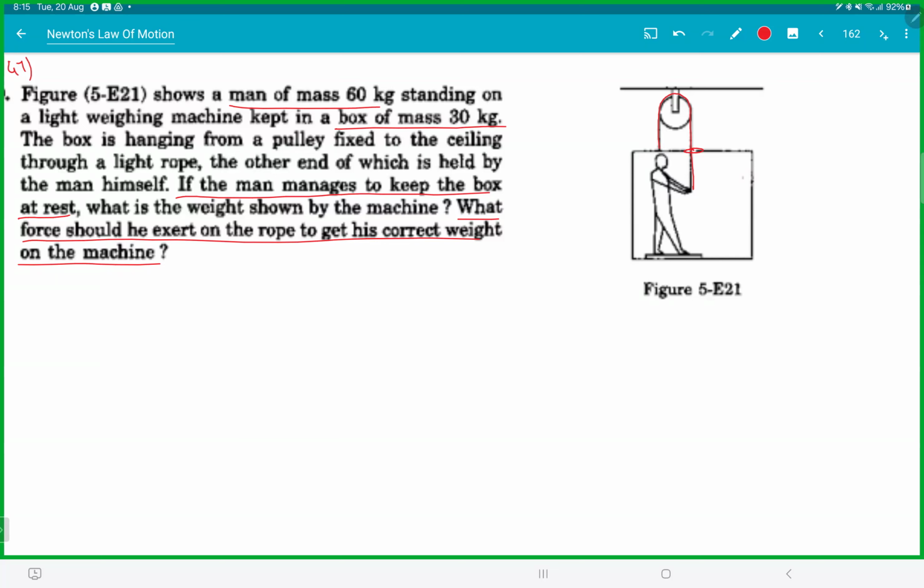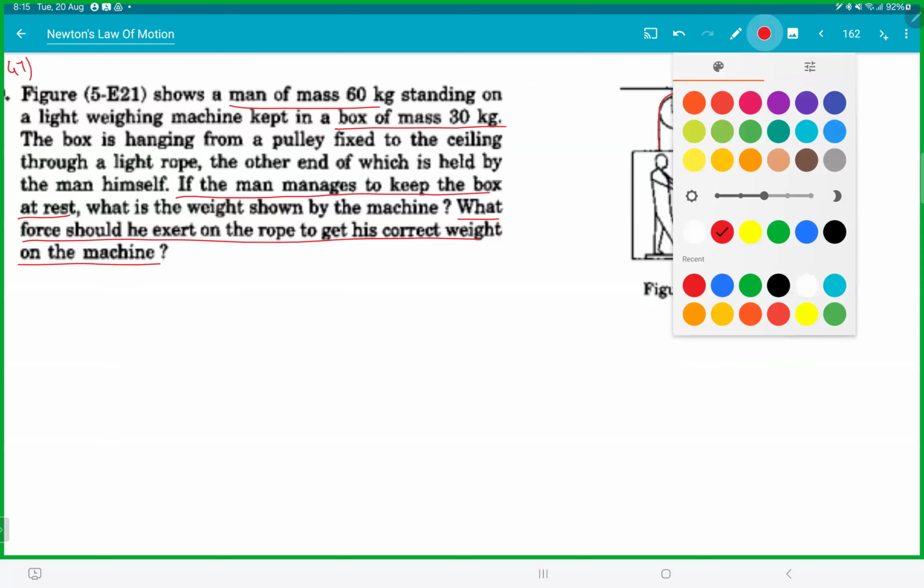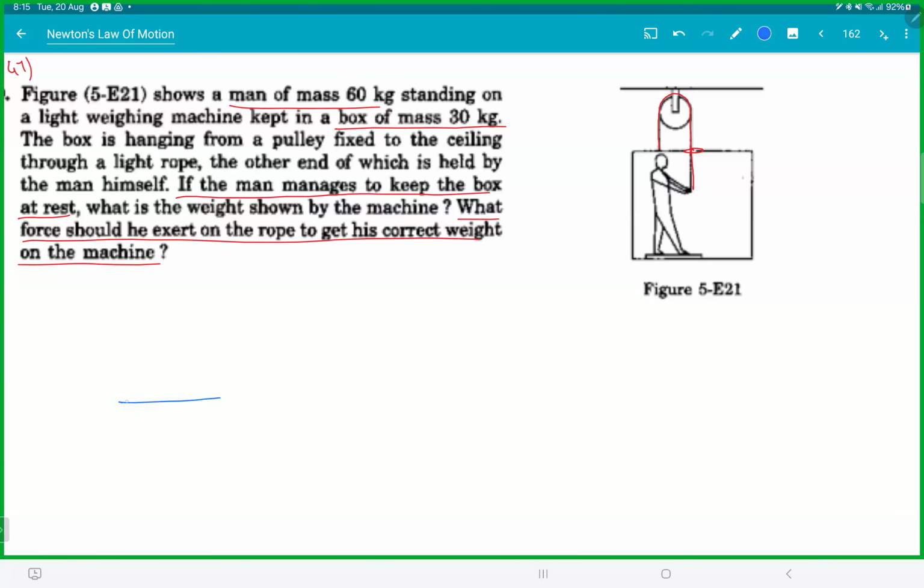The first part, he is keeping himself at rest. So if you just draw the FBD of the whole system, now what will the system think? There is a tension here, there is a tension here, isn't it? Does it care who is there or what? It simply thinks there are two strings, isn't it? I'm taking the whole box as a system.